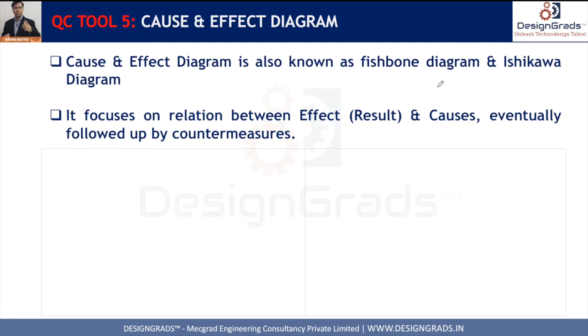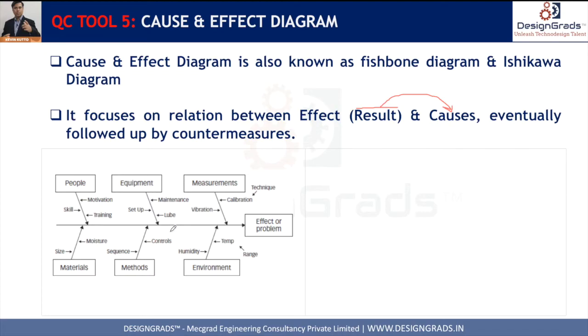Now what does this diagram focus on? This diagram focuses on the relationship between the effect, that means result, that means problem, and its root causes, possible root causes, which we can categorize. Okay, so in one diagram you are going to get an overall synopsis of the defect and the possible relationship with the possible causes. This is how your cause and effect diagram will look.